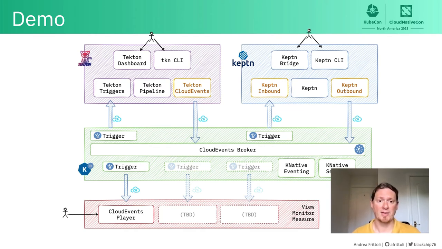Because Keptn is not actually doing the deployment itself, the event about deployment starting is picked up by Tekton, which runs the deployment pipeline. Once it's finished, again, it will send a notification, an event about deployment done, and this is picked up by Keptn and used to finish the sequence. Right, but let's see this in action now.